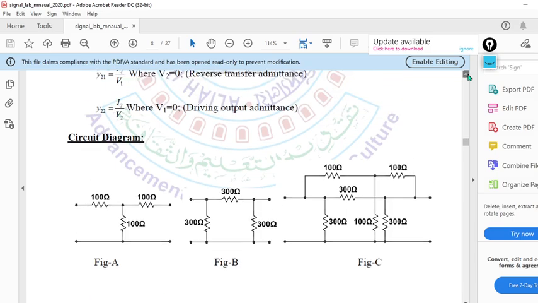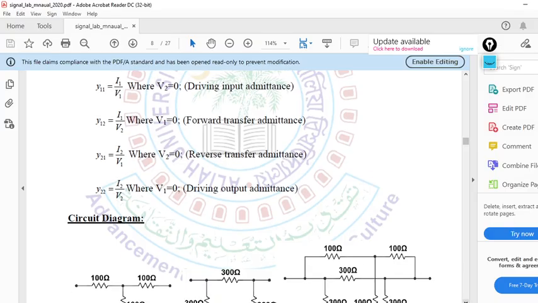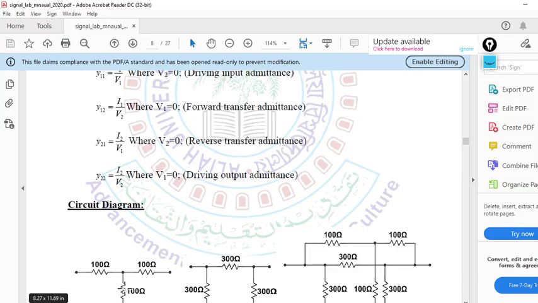Now what you have to find out is Y11, which is I1 by V1. Now it is admittance, the inverse of impedance, right? So I1 by V1, where I1 and V1 are known from the first circuit, you can find out. Now when V1 is supplied, you can also measure I2. So I2 by V1 is equal to Y21. So Y11 and Y21 you can measure when you give supply here and short circuit this path.